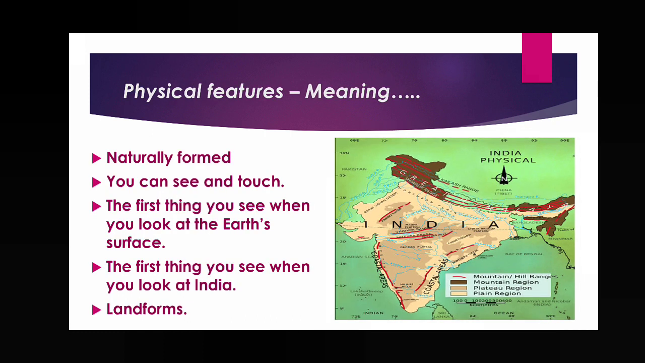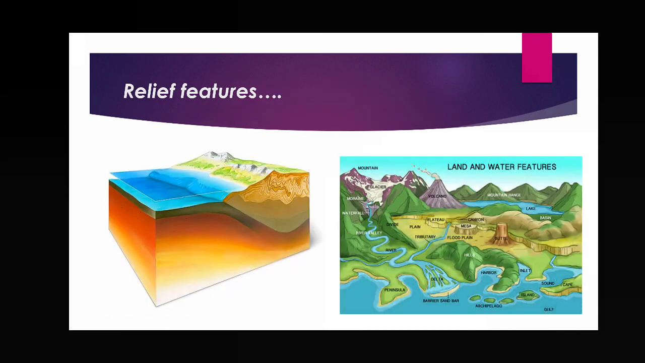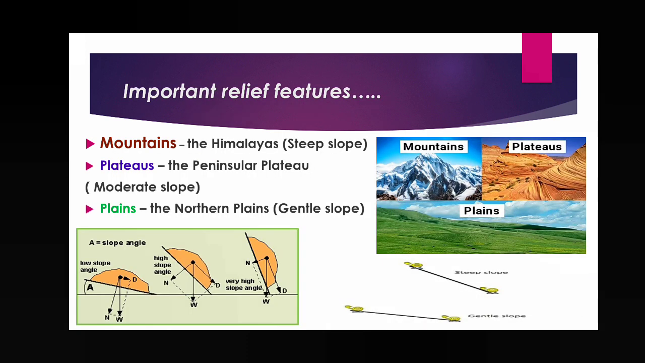And next we discussed what is the meaning of the word physical features or relief feature. Then we discussed the important relief features. There are so many relief features present, but the important ones are three: mountains, plateaus and plains.